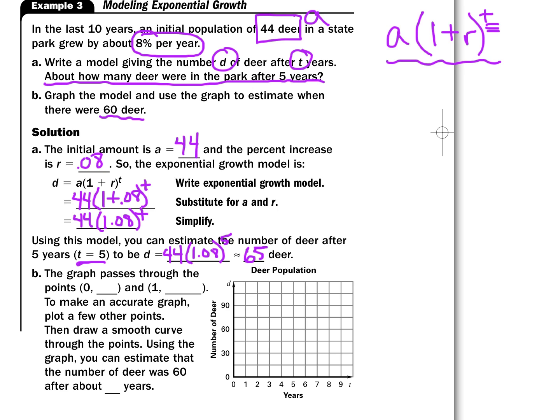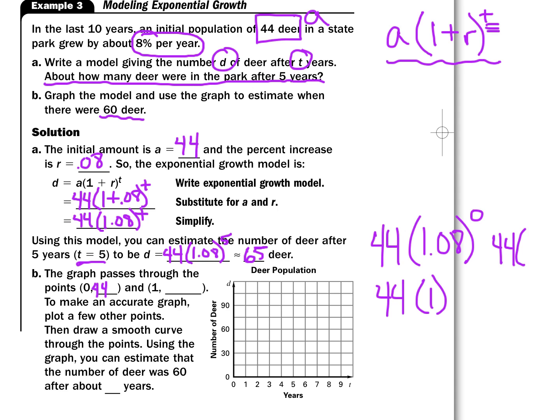So now, when we graph it, we can see that if we plug in 0 for x, if we plug in 44 times 1.08 raised to the 0 power, well, that's our initial population because 1.08 to the 0 power is just 1. 44 times 1 is 44. So 0, 44, and then if we plug in 1, that would be 44 times 1.08 to the 1st power, which would just be 44 times 1.08.